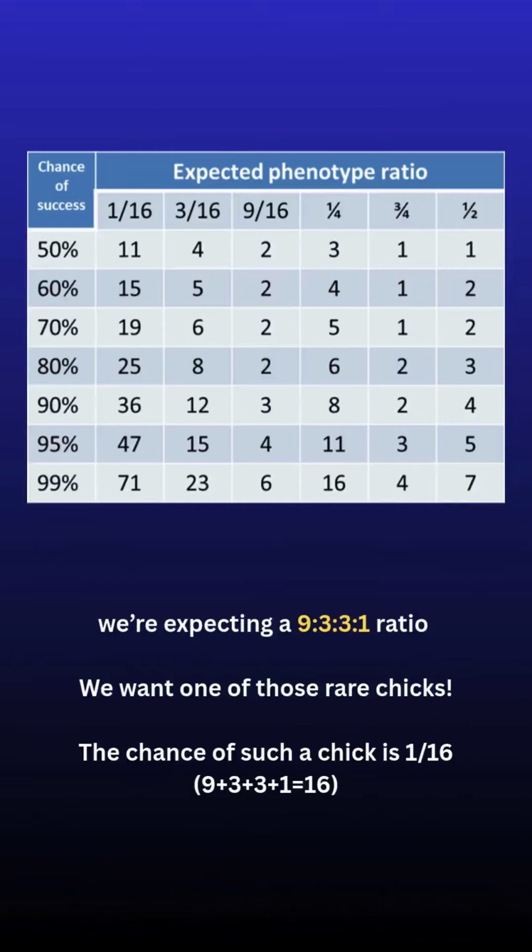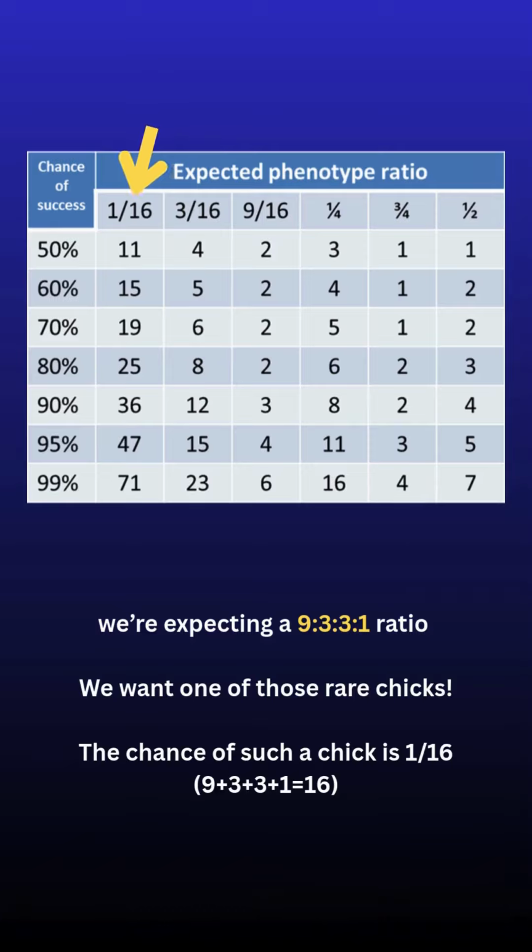questions. Let's say we're expecting a 9:3:3:1 ratio of phenotypes from a cross involving two genes, and we want one of those rare chicks. The chance of such a chick is 1/16 because 9 plus 3 plus 3 plus 1 is 16.